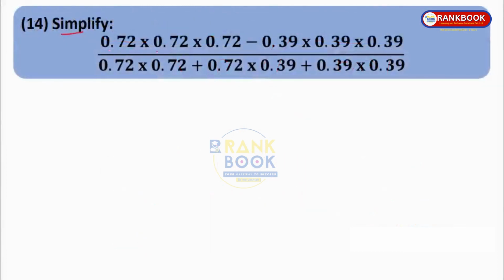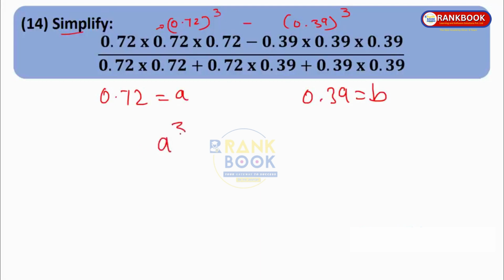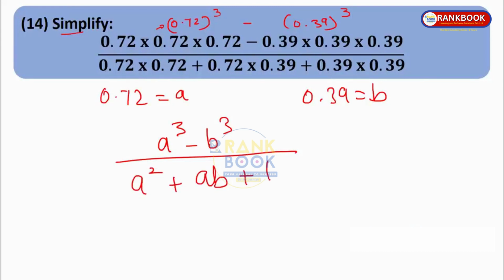Simplify. 0.72 into 0.72 into 0.72 minus 0.39 into 0.39 into 0.39 divided by 0.72 into 0.72 plus 0.72 into 0.39 plus 0.39 into 0.39. This is nothing but 0.72 cube minus 0.39 cube. Okay, right? So here writing in decimal becomes very difficult or tedious and you might make mistakes. So let us assume that 0.72 is A, okay, and 0.39 is B. So what will you get over here? A cube minus B cube divided by what is this? 0.72 into 0.72, that is A square plus AB plus B square.